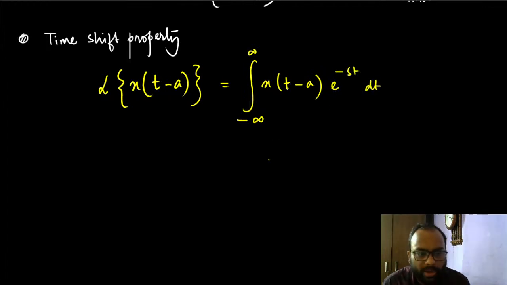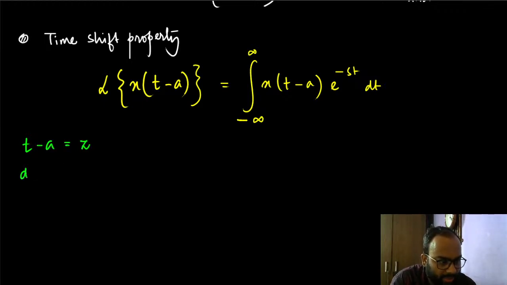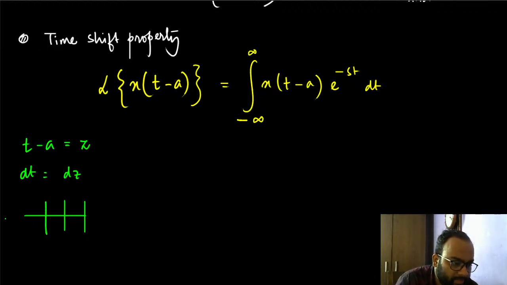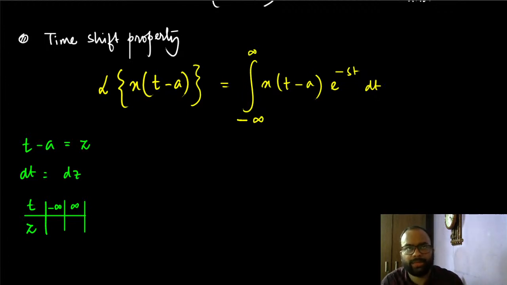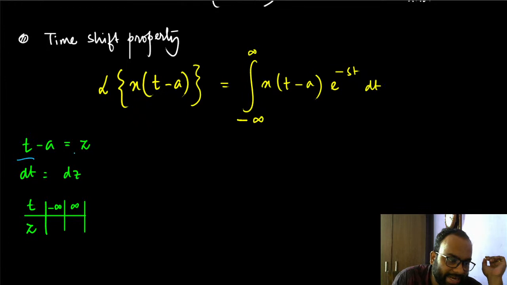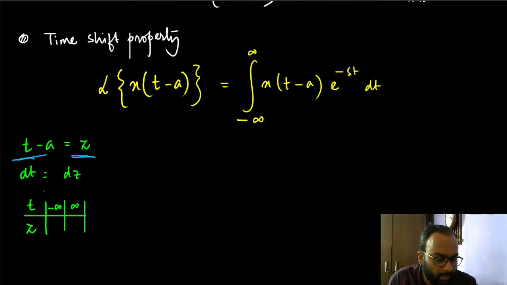Here we need to do a substitution, and not a very difficult one. We replace t minus a with z, and then of course dt is equal to dz. Thinking about the limits, t varies from negative infinity to positive infinity, and a does not have any effect because it is a finite quantity. So when t is negative infinity, z is negative infinity. When t is positive infinity, z is positive infinity. So the limits do not change.